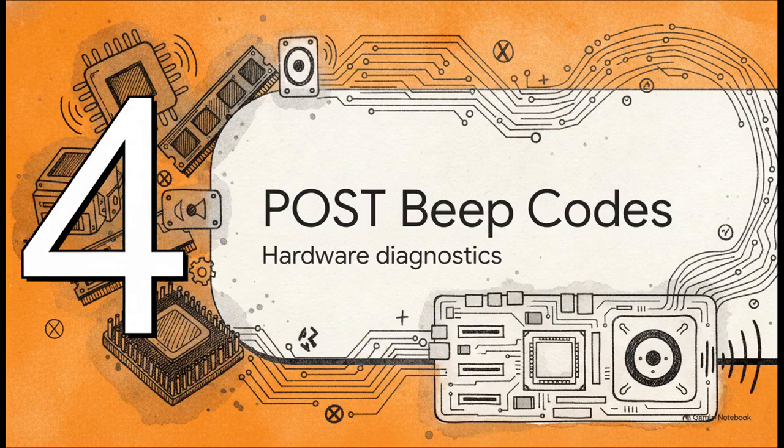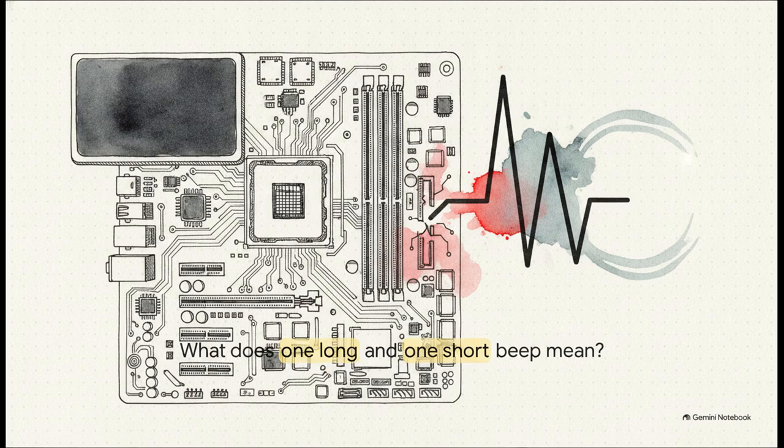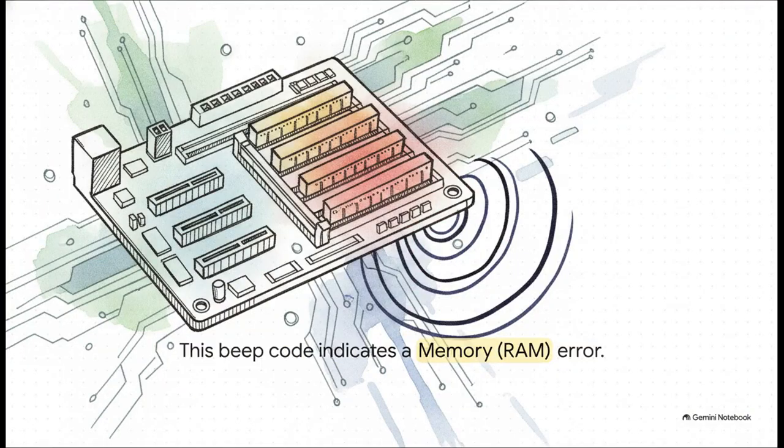All right, Section 4, Post-Beep Codes. Let's shift gears and play a rapid-fire hardware diagnostic game. Imagine this. You press the power button, the screen stays pitch black, but you hear this. One long beep, followed by one short beep. Lock it in? What specific hardware failure is the computer complaining about? If you guessed a memory or RAM error, you nailed it. The motherboard is basically screaming that it cannot find working system memory to load the OS into.